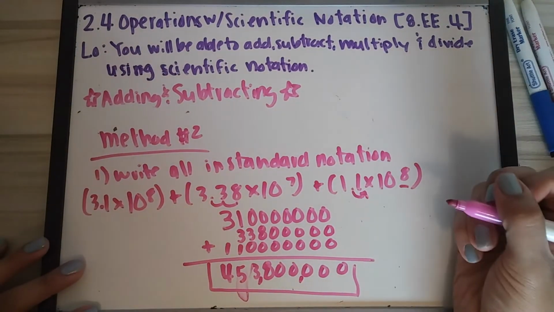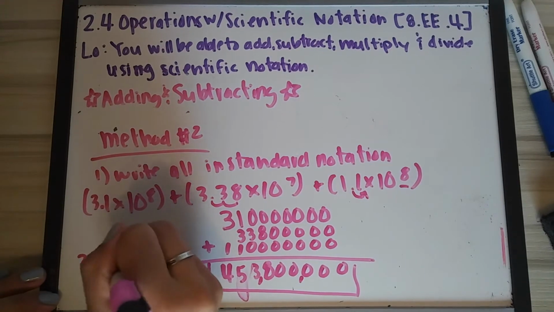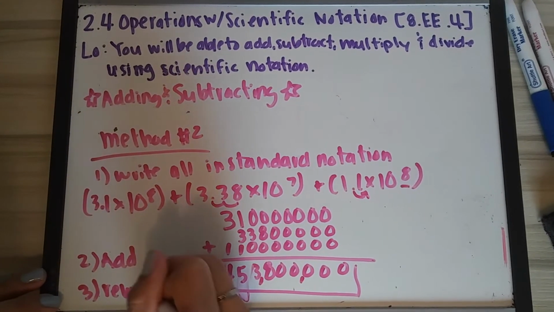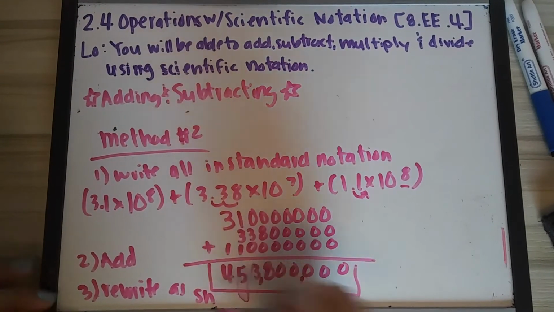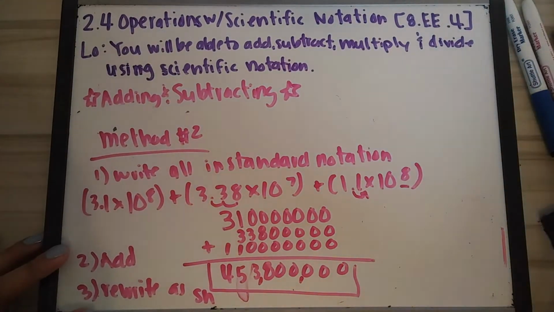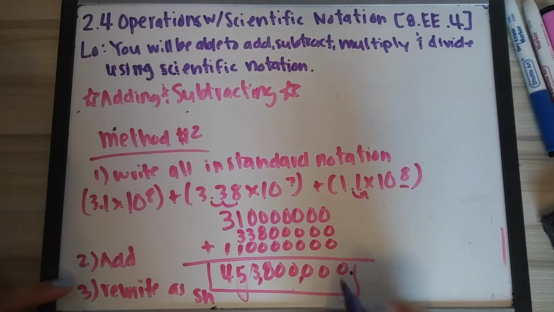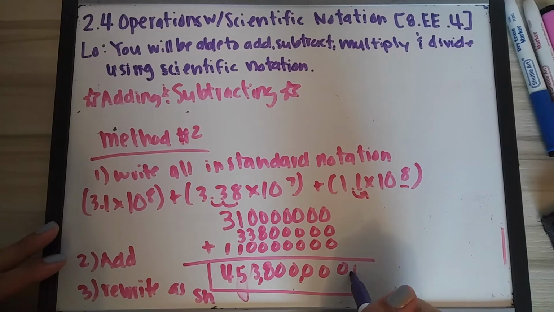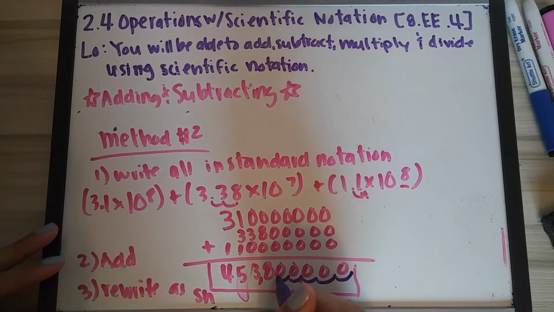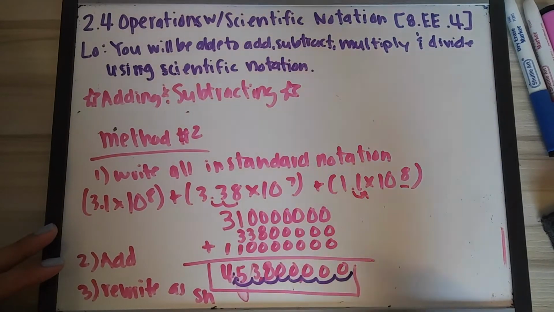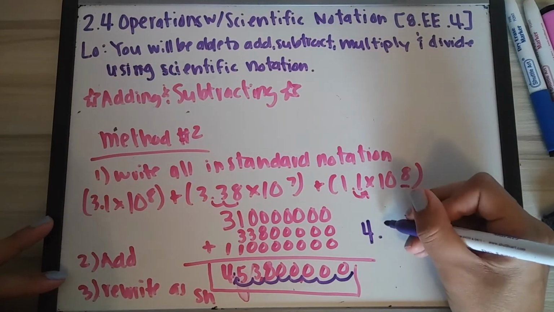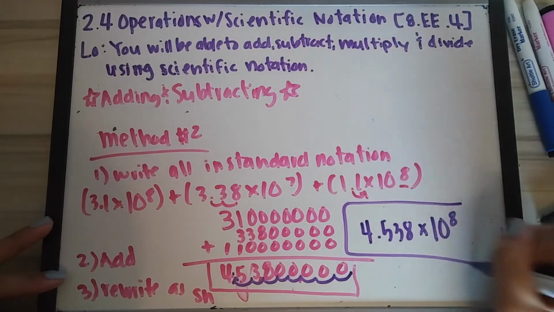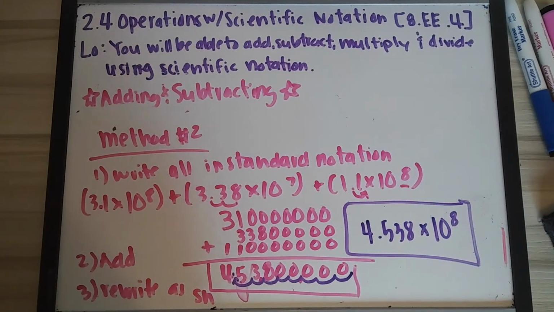So my second step was to add them, right? And then my third step is to rewrite in scientific notation. So then I'm going to move my decimal. My decimal is right here, so I'm going to move until I get a number between 1 and 9.9. So 1, 2, 3, 4, 5, 6, 7, 8 right there, right? So 8 places. So then I'm going to end up with 4.538 times 10 to the 8th power. Okay. This one takes longer, but it's whatever you prefer.